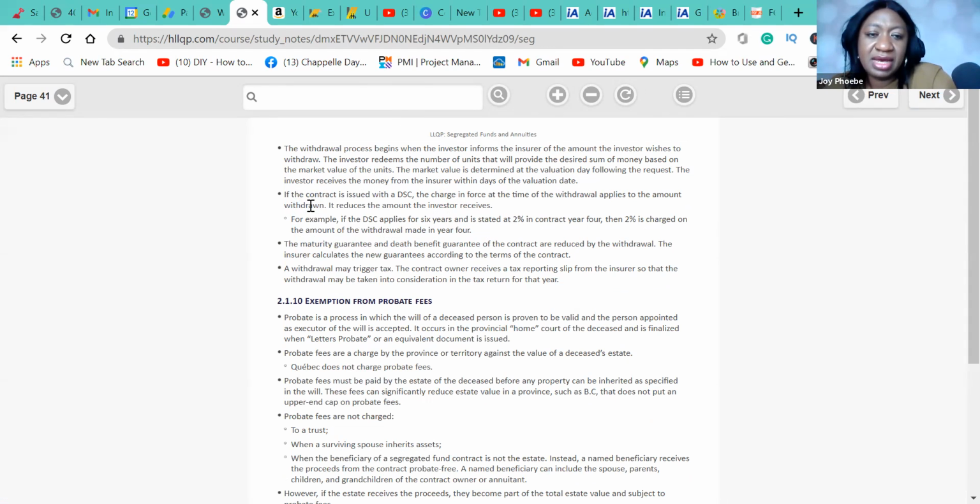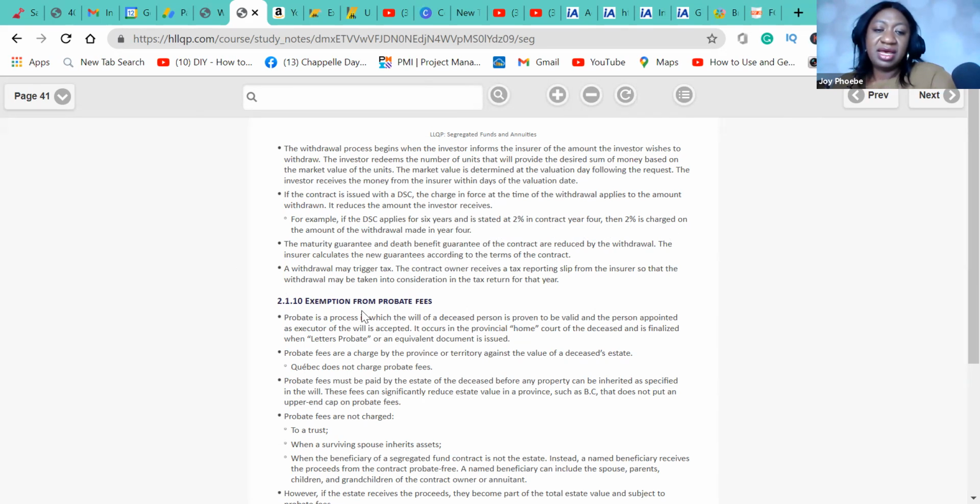Now, if the contract is issued with a DSC, that is the charge in force, then the time of the withdrawal determines what will be charged. For example, if the DSC applies for 6 years and is stated as 2% in contract year 4, then a 2% charge applies on the amount of the withdrawal made in year 4. So if you are withdrawing your money before then or during that time, then you will be charged.